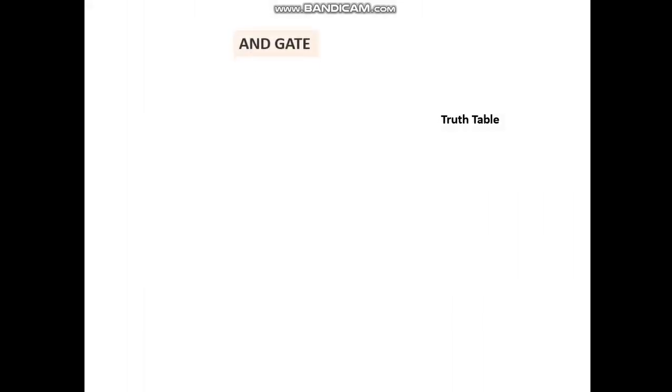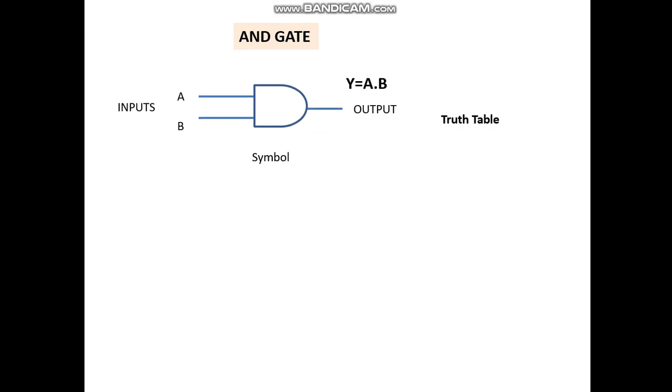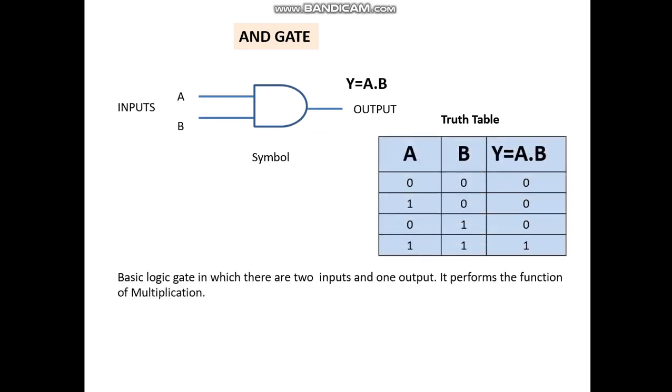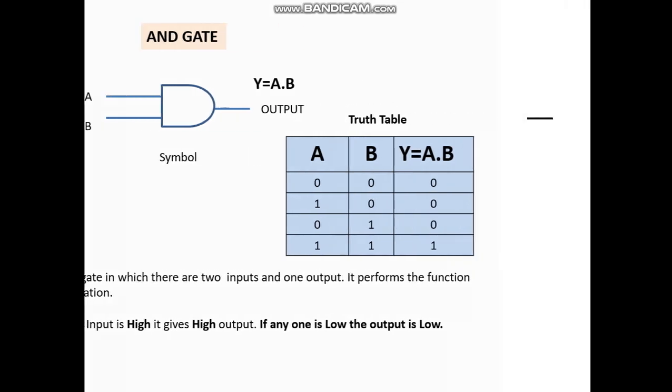Now we go to the AND gate. That's the AND gate, that's the truth table. It's a basic logic gate in which there are 2 inputs and 1 output. It performs the function of multiplication. When both inputs are high, it gives a high output. If any one is low, the output is low.